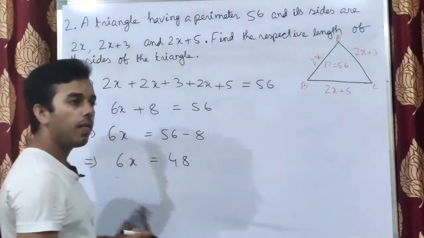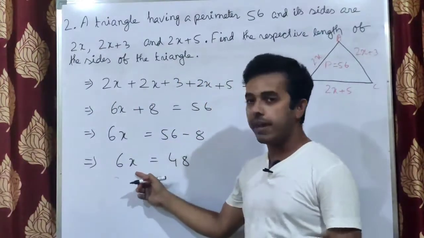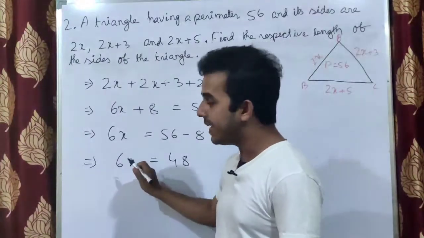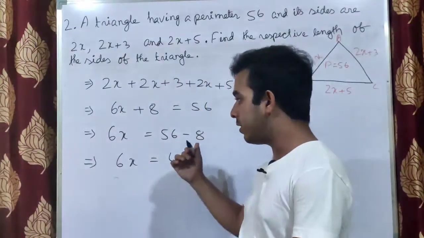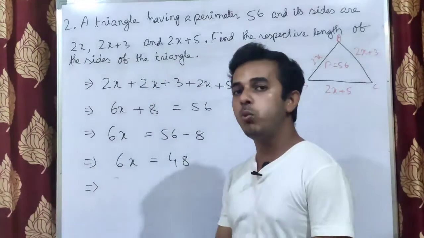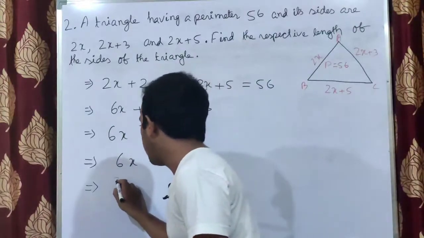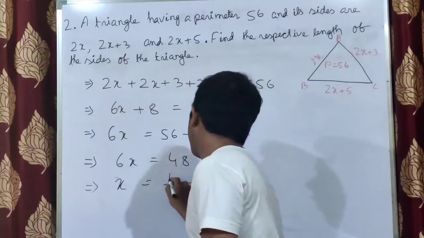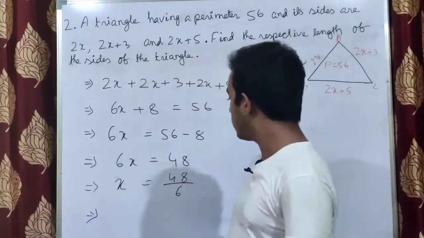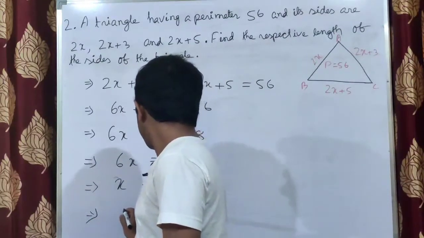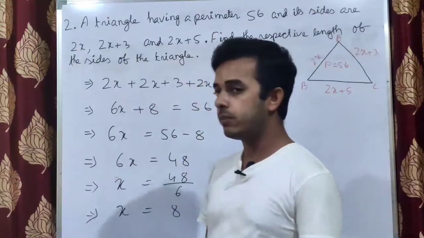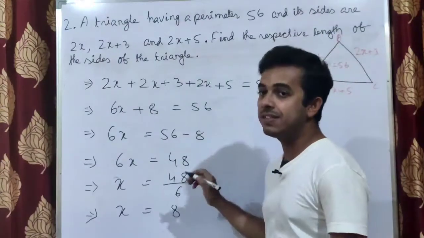Now what we will do? As x is multiplied with 6, and we have to find the value of x, right? So we will change the side of x, and as it is multiplied, so when we change the side, it will be what? It will be divide. So x equals 48 divided by 6, and 48 divided by 6 is how much? 8. x equal to 8, right? That means the value of x is 8.